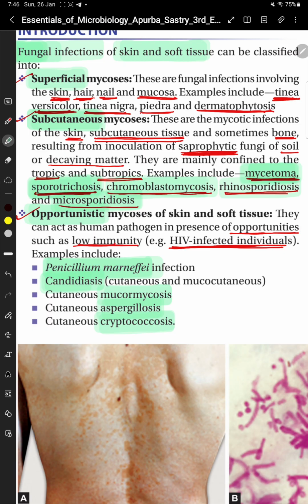sporotrichosis, chromoblastomycosis, rhinosporidiosis, and microsporidiosis. Mycetoma is an example of subcutaneous mycosis: mycetoma, sporotrichosis, chromoblastomycosis, rhinosporidiosis, and microsporidiosis.